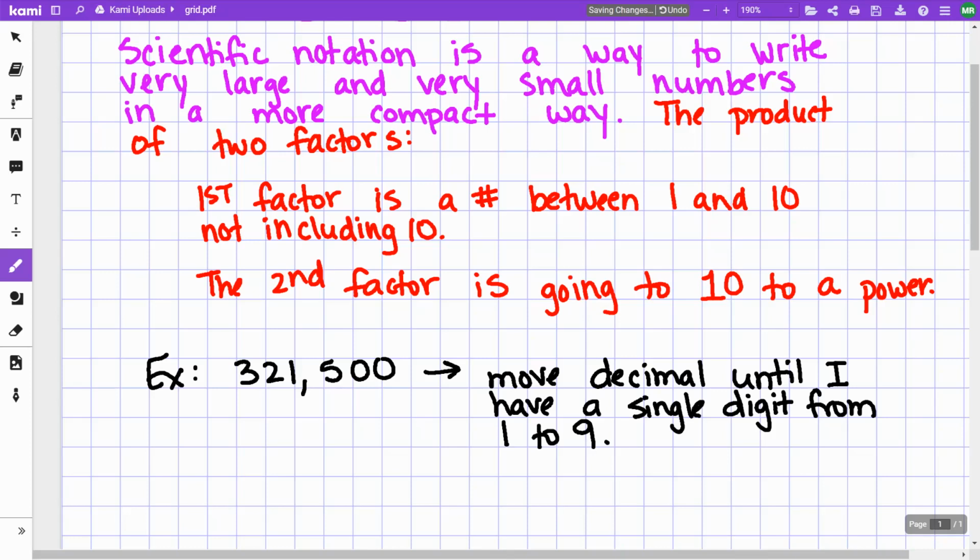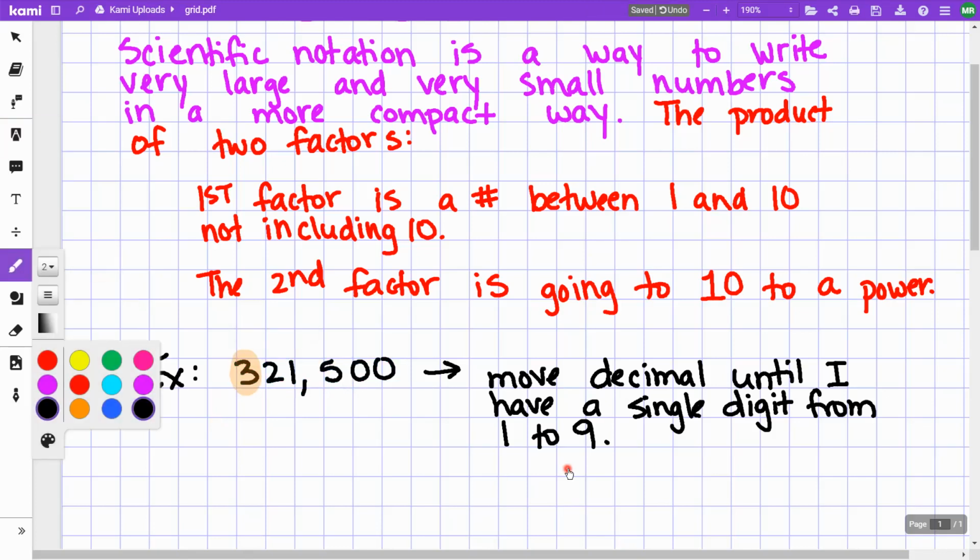So if I'm looking at this, right now my decimal would be right here after the 0. Right now I have 321,500 in front of this. I don't have a single digit. I've got 6 digits. Okay, so I'm going to move it 1 place, 2 places, 3 places, 4 places, 5 places, until I have this 3 as the only number that's in front of my decimal. Okay, a single digit from 1 to 9, it cannot be a double digit. So this 3 is where I'm going to be moving my decimal to.